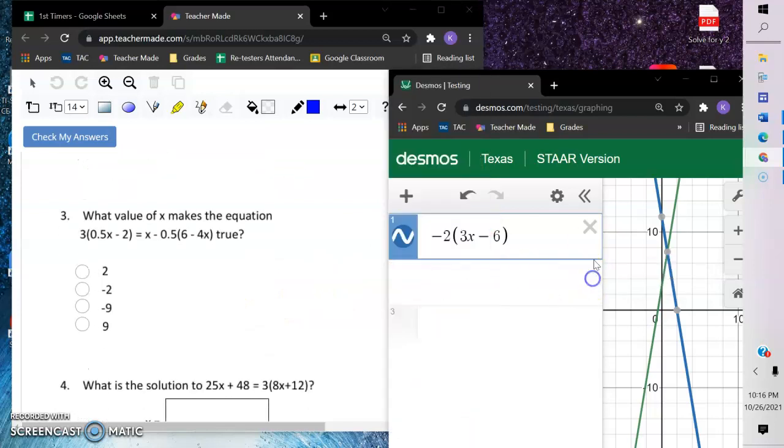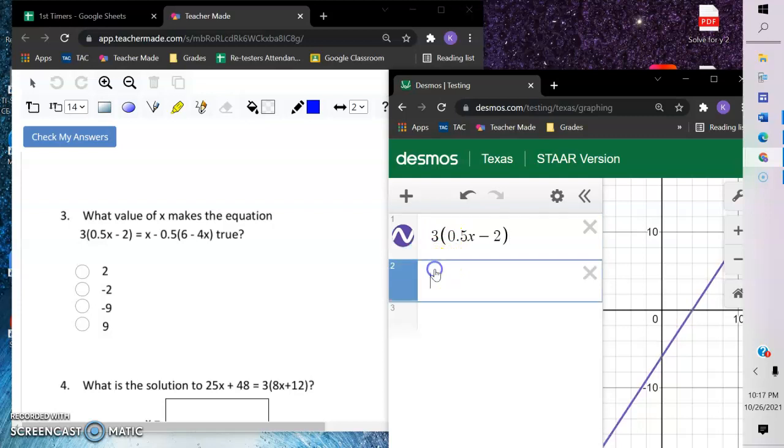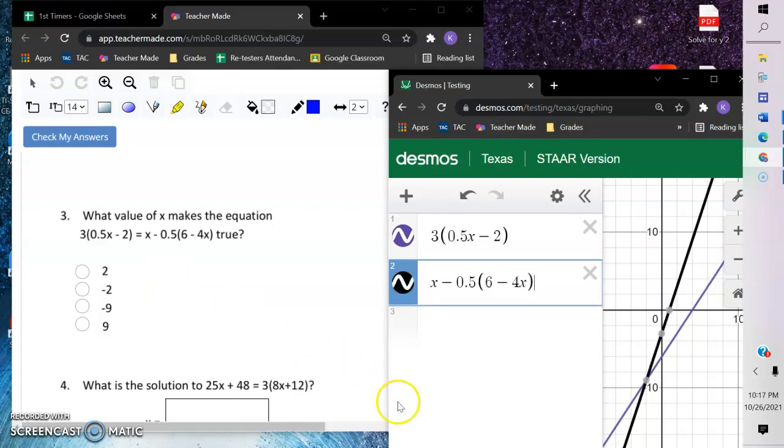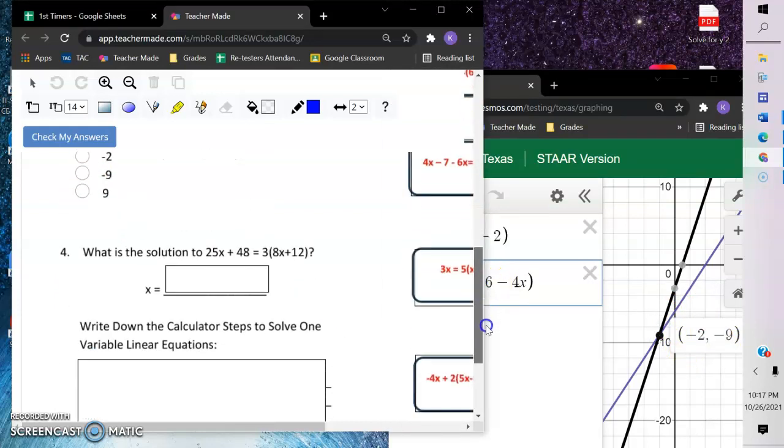Let's go on to number three. We do exactly the same thing. It says, what is the value of x that makes this equation true? So we're going to put 3 parentheses 0.5x minus 2. And then on number 2, we're going to type in whatever's on the right side. X minus 0.5, 6 minus 4x. And we see both lines graphed. We just go over here and find out where they cross, which is -2, and you write that as an answer.